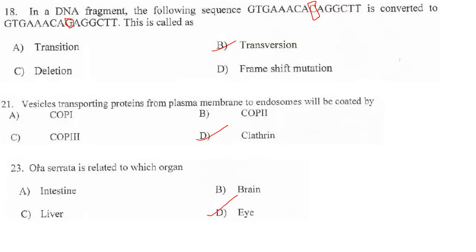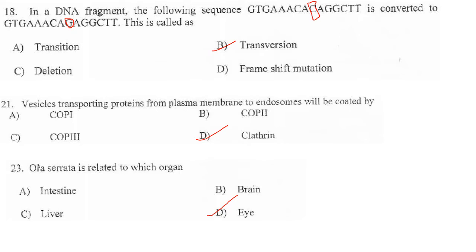And next one, in a DNA fragment, the following sequence is converted to this. This is called as. So here, if you see this cytosine is converted to guanine here. So here a cytosine is a pyrimidine and guanine is a purine. So a pyrimidine is converted to purine, so it is the case of transversion. Answer is B.